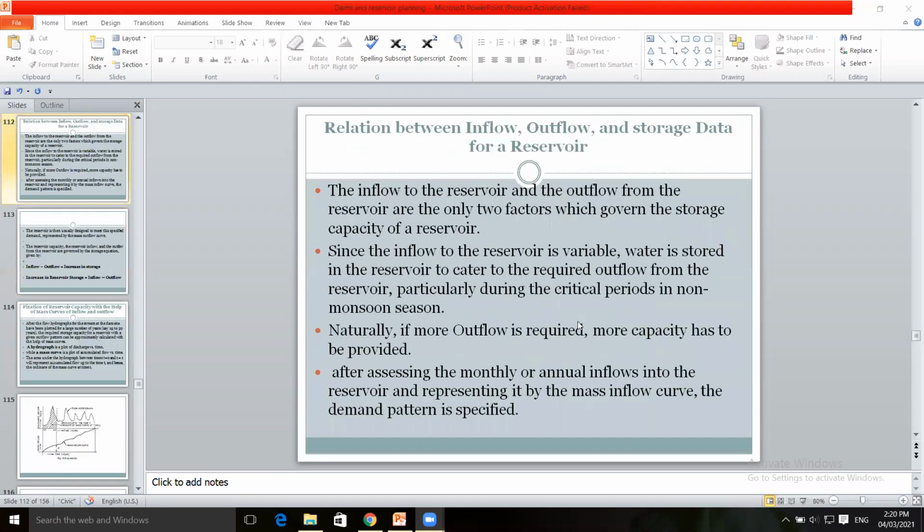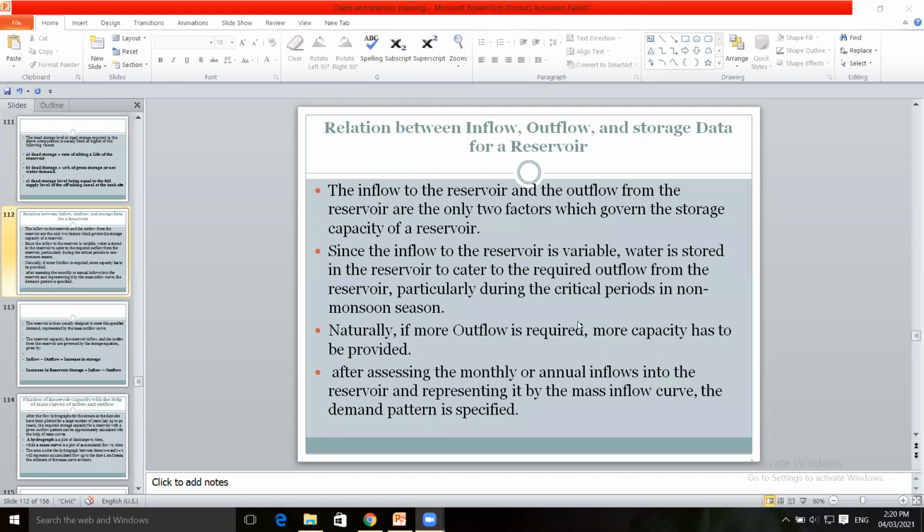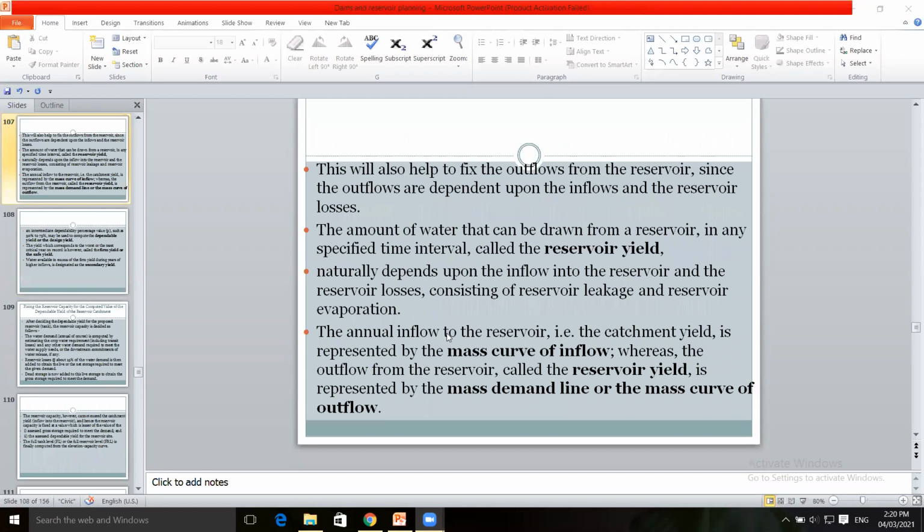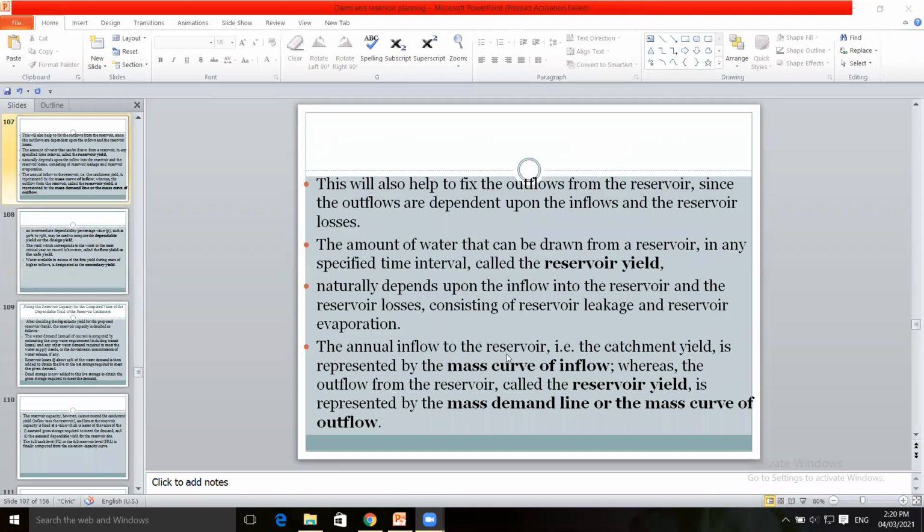So from this mass inflow curve we can determine the annual inflow in the reservoir. It is represented by the mass curve of inflow. From this you get the total quantity of water which has entered the reservoir. The annual inflow in the reservoir, or catchment yield, is represented on this curve, the mass curve of inflow. And the outflow from the reservoir is called reservoir yield.